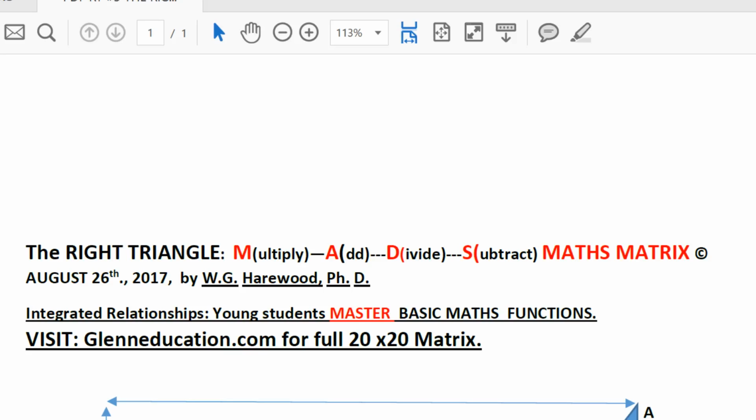The right triangle, the right triangle, the right triangle. Multiply, add, divide, subtract. The maths matrix.